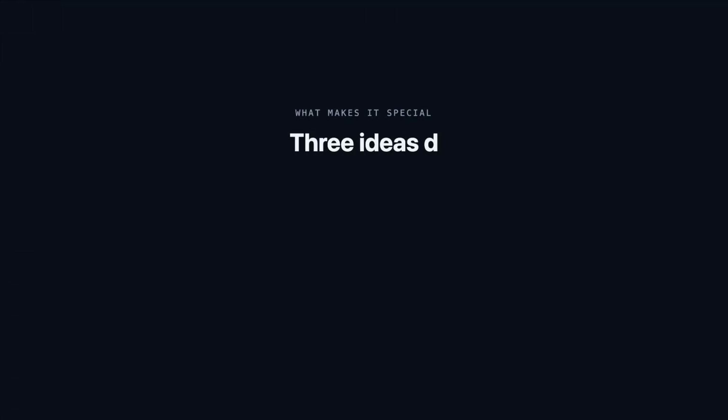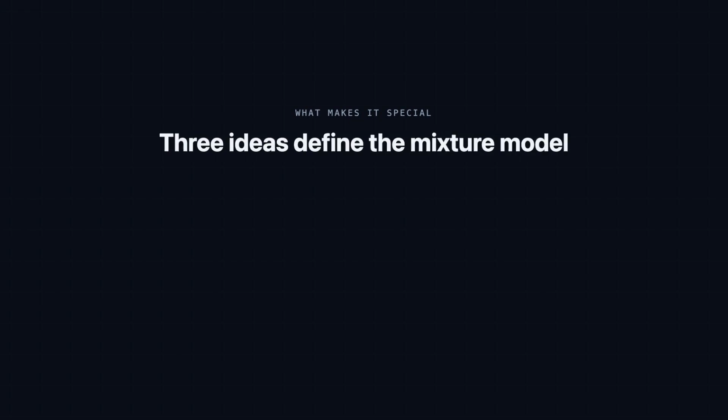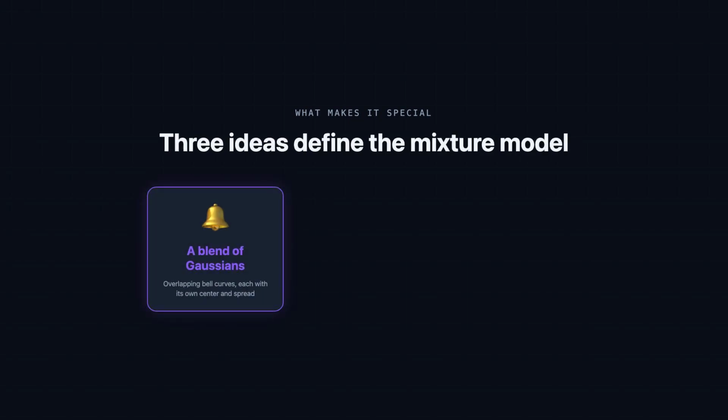Strip it all down, and three ideas make a mixture model special. It models the data as a blend of Gaussians. Rather than a single shape, the data is described as several overlapping bell curves added together, each with its own center, spread, and weight, so the mixture can fit surprisingly rich and layered distributions.